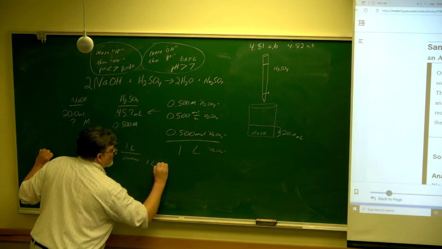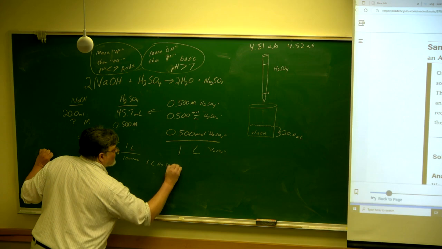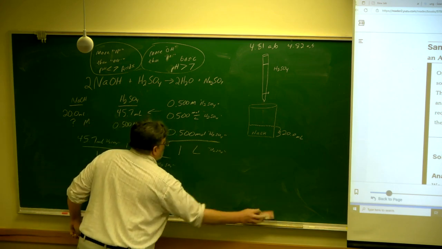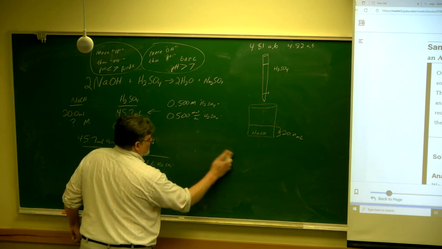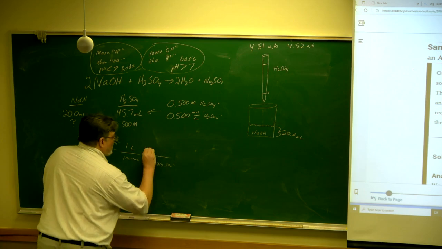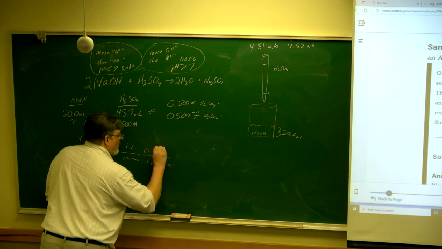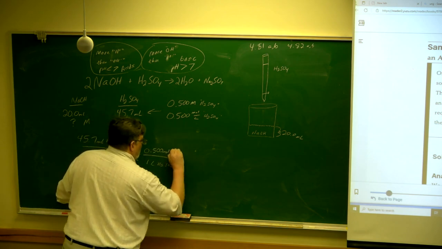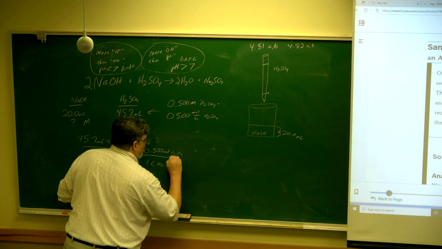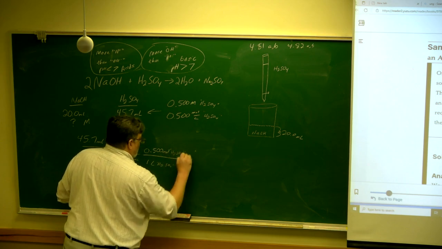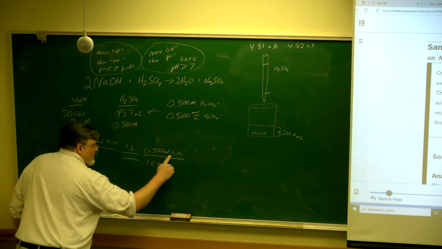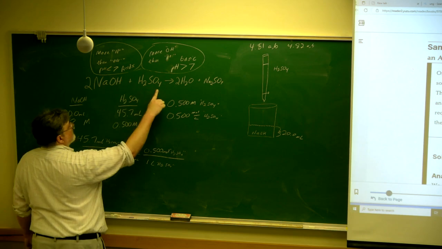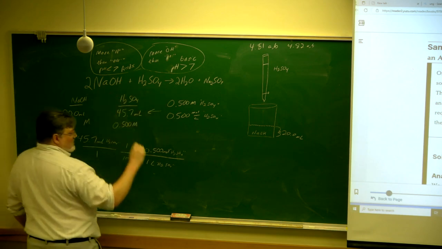1 liter of H2SO4, 0.500 moles H2SO4. All right, now we're at moles of H2SO4. Now we're going to use this, 1 mole of H2SO4 to 2 moles of NaOH.